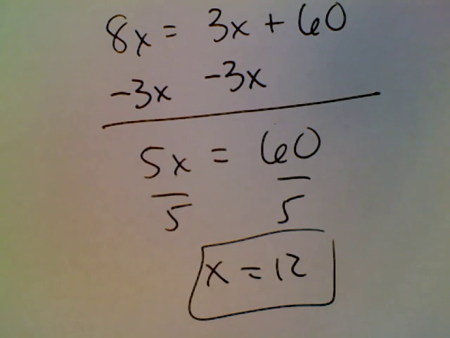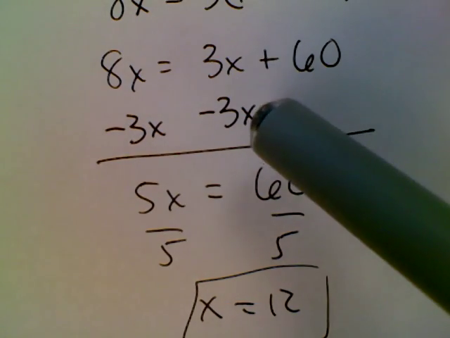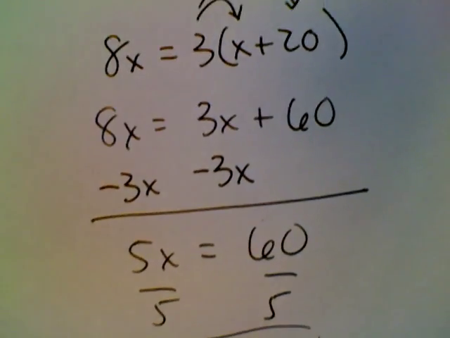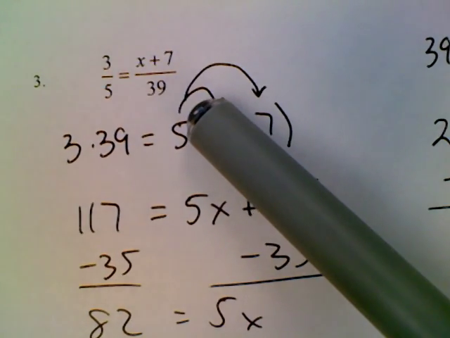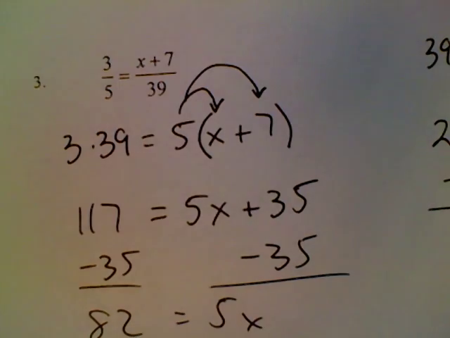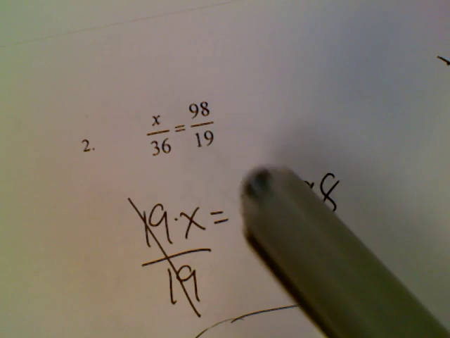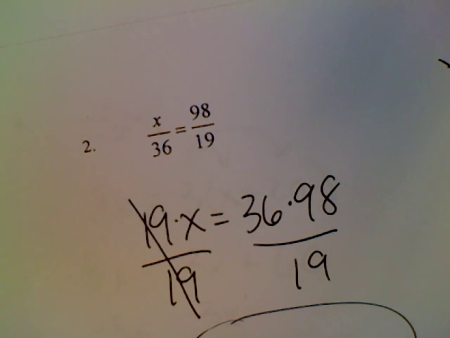All of these equations can be solved by cross multiplying first, but whenever the variable is only in the numerator, like it is here and like it is here, I'm not going to cross multiply. You can if you want to, and that's fine with me, but I won't.